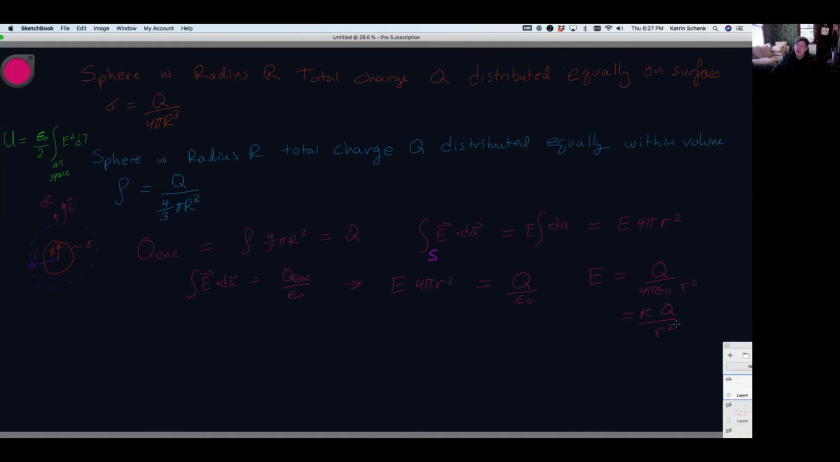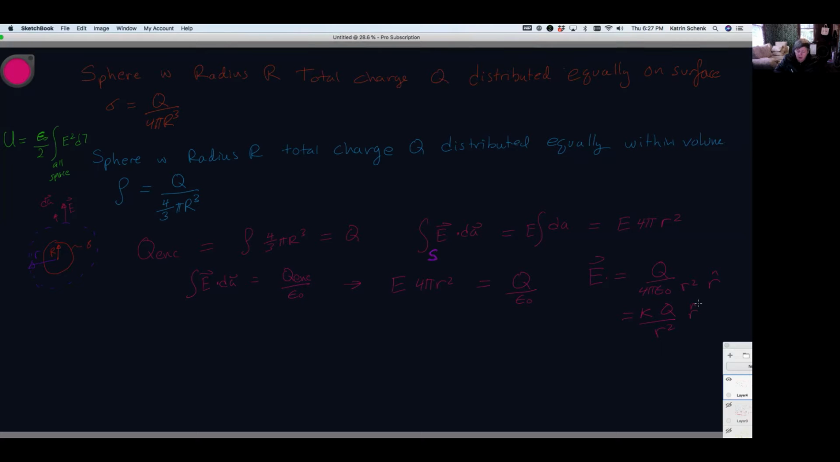Okay, now this is just k q over r squared. Not too surprising. And of course this is in the r hat direction. Okay, all right, fine. Not that surprising. Now let's do the integral to get U, the potential energy.